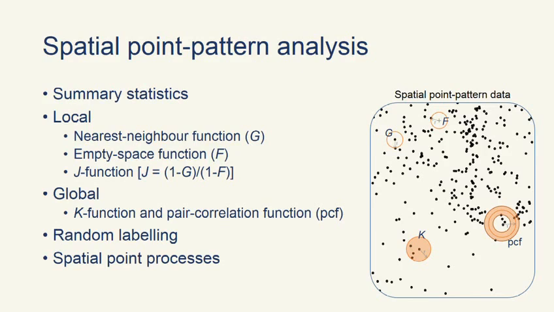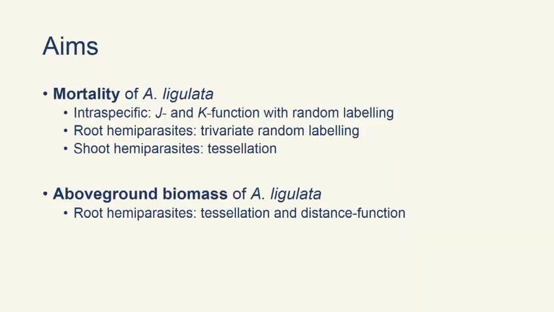We also have random labeling, which is a good way to create a null model where we contain the point pattern, so where the points are within the area, but where we shuffle around, let's say, where live and dead trees are within the site. And I'll be using those. A good way to model point patterns is by spatial point processes, but I won't come into that much, but it's a good way to analyze the spatial point pattern data.